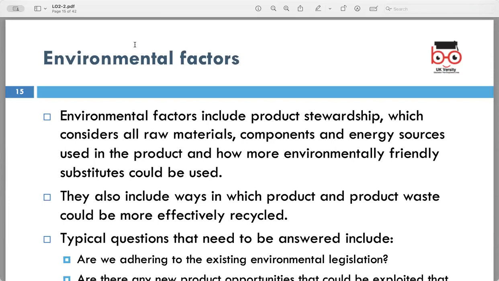Questions that need to be answered include those that are typical, such as whether or not we are conforming to the environmental legislation that is now in place. What are the potential opportunities for new product development that could be utilized to create a positive influence on the market? From an environmental standpoint, in what ways will the upcoming environmental legislation affect the environment?